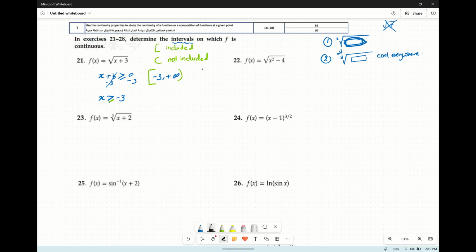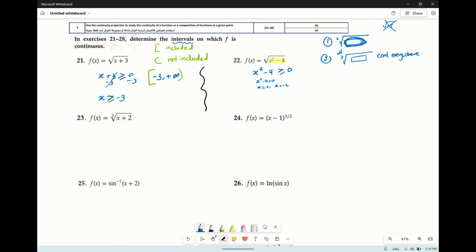Same thing. I see this is a square root. So again, I need to know when the inside of this is positive. Now, x squared minus 4 should be greater than or equal to 0. Now, this is not a linear function, not a linear equation, sorry. There's a power 2. It's a quadratic. So what do we do in this case? In this case, you will solve this normally as equal to 0. x squared minus 4 equal to 0 means x is 2, x is minus 2.